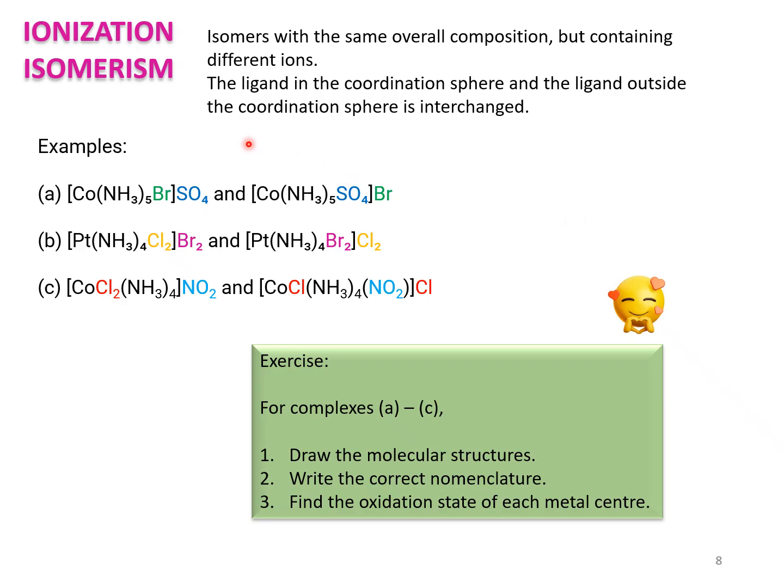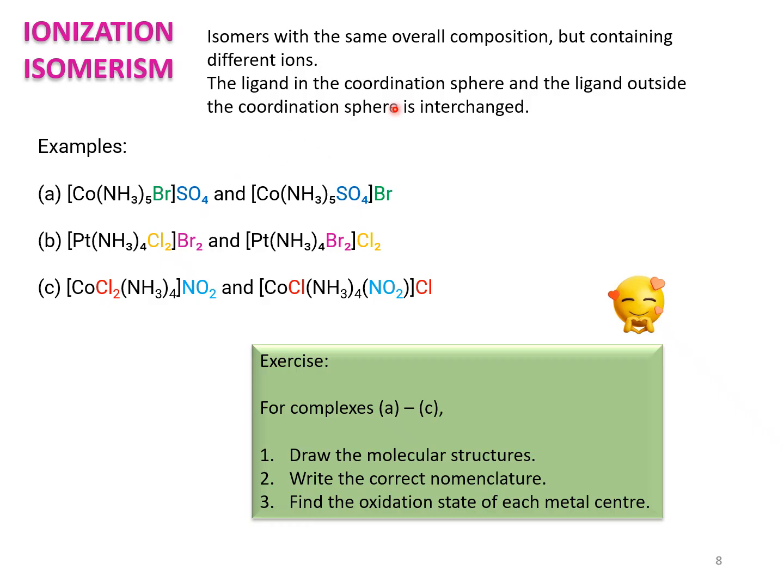Ionization isomer. Isomers with the same overall composition but contain different counter ions. Counter ions, okay. The ligand in the coordination sphere. What is the coordination sphere? The one in the square bracket indicates the coordination compound. So those are within the coordination sphere. Those outside the square bracket region are the counter ions that balance the oxidation state of the complex ion.